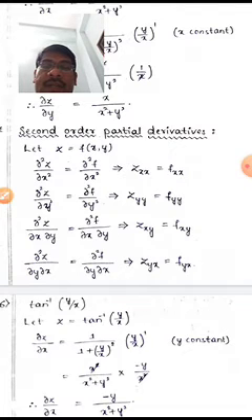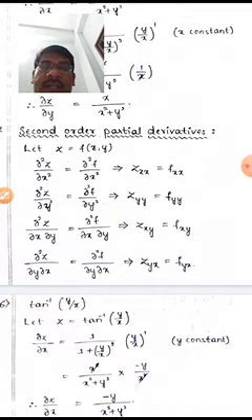Similarly, dou square z by dou y square, dou square z by dou x dou y, dou square z by dou y dou x. The short form notations are zxx, zyy, zxy, zyx.